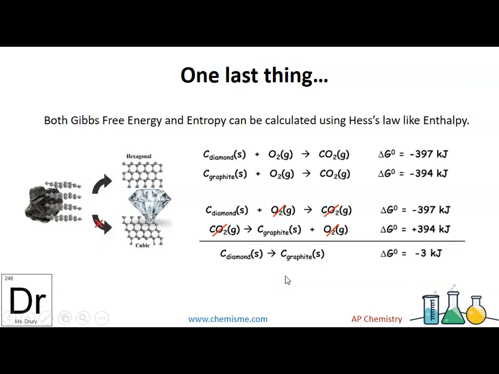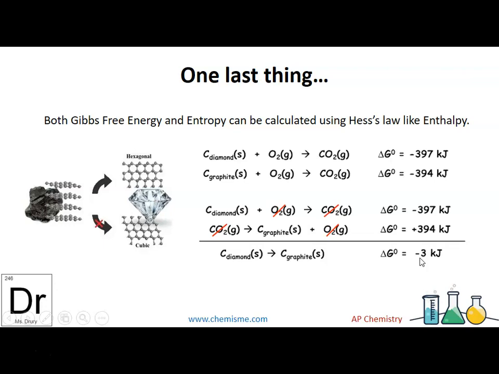One last thing, both Gibbs free energy and entropy can be calculated using Hess's law, just like enthalpy was. So if you were given questions where diamond is burning and graphite is burning in oxygen, and these are the values, you can figure out how much energy or how spontaneous it is to make diamond go to graphite. So all you would have to do is reverse the second equation, so graphite's on the other side. That means the oxygens and the CO2s will cancel out, so I just reversed it and rewrote it. And when you sum the Gibbs, it comes out to be negative 3, which means that it is somewhat spontaneous for diamonds to turn into graphite.